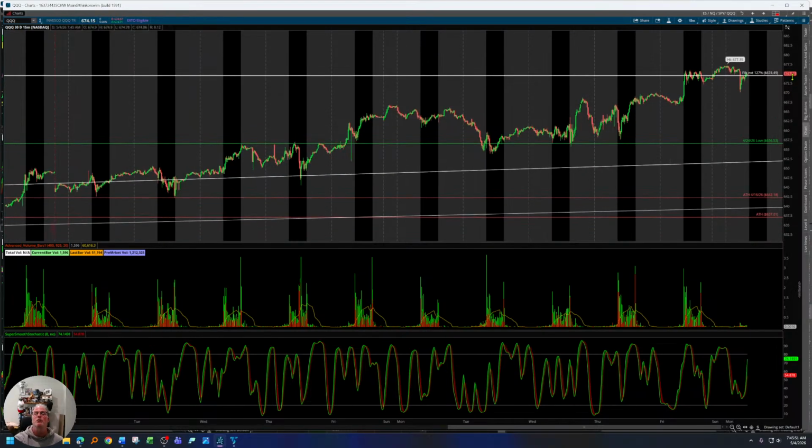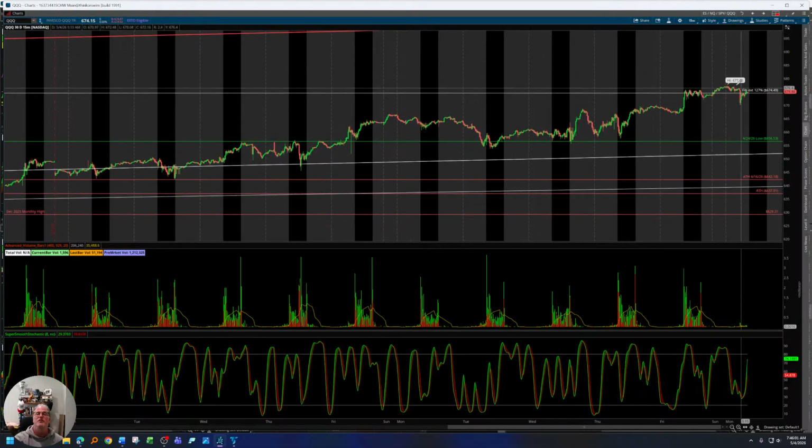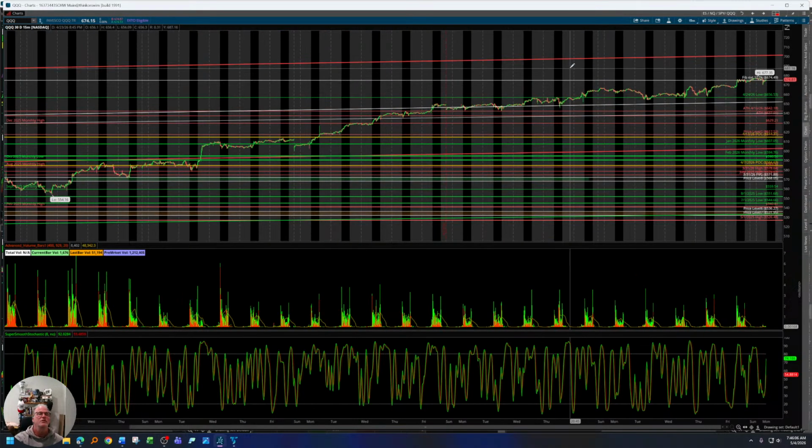Qs hit that 127% Fibonacci extension level, 674.49. Beautiful extension level, kind of hanging out there like a clothesline right now, and it's above it right now. So you've got the all-time highs, 677.35. Is that really all-time highs? Yeah, it is. So I do have a level on the Qs here.